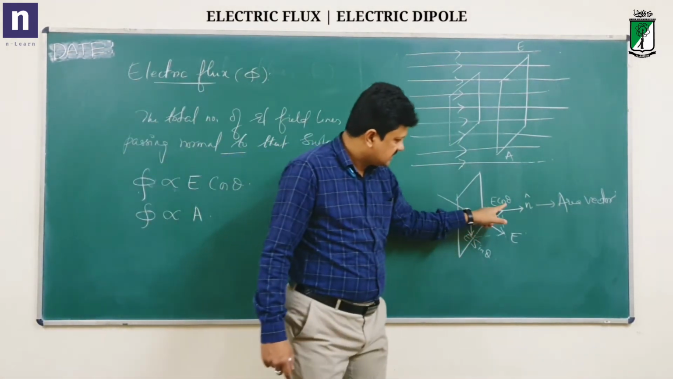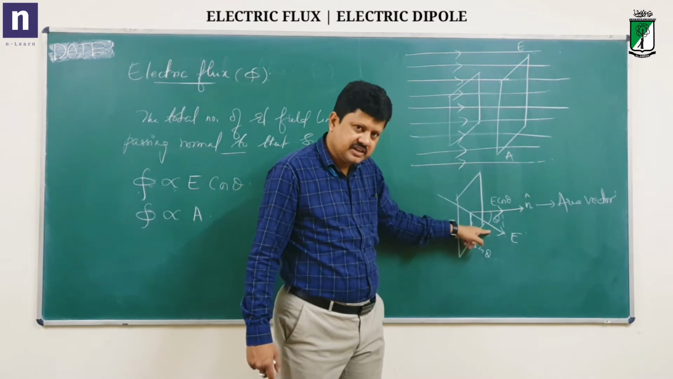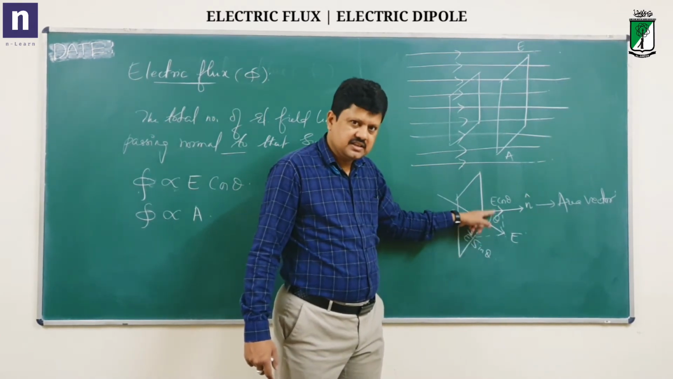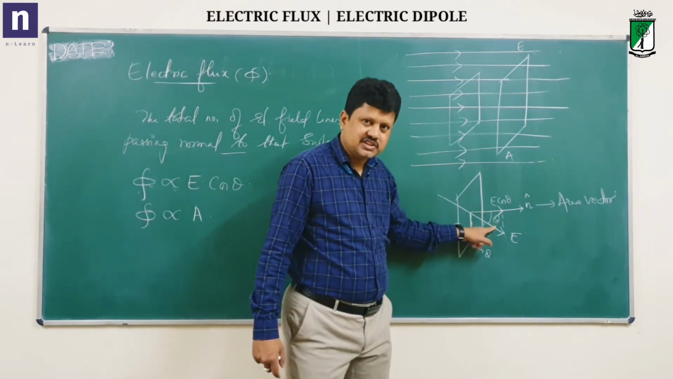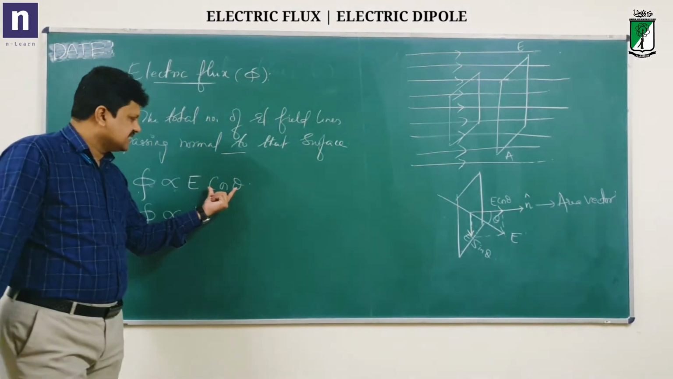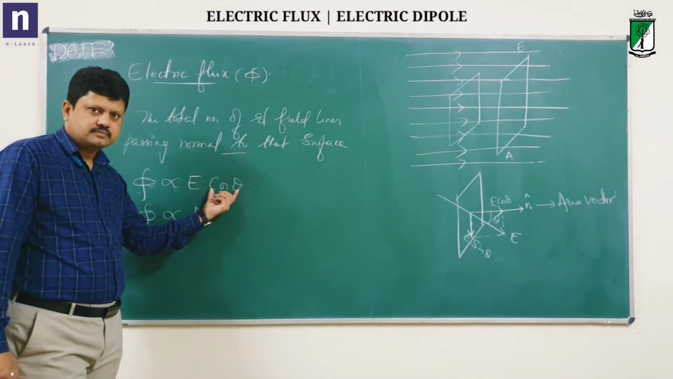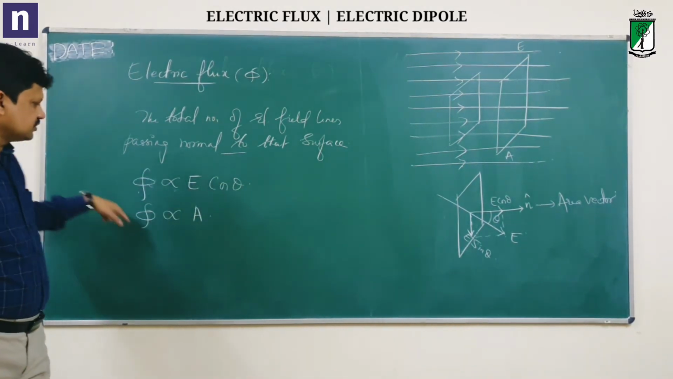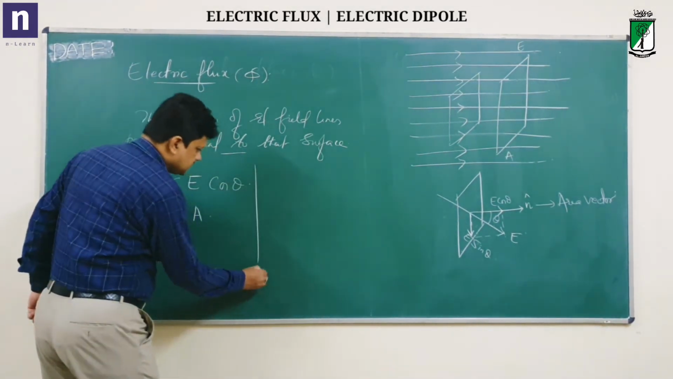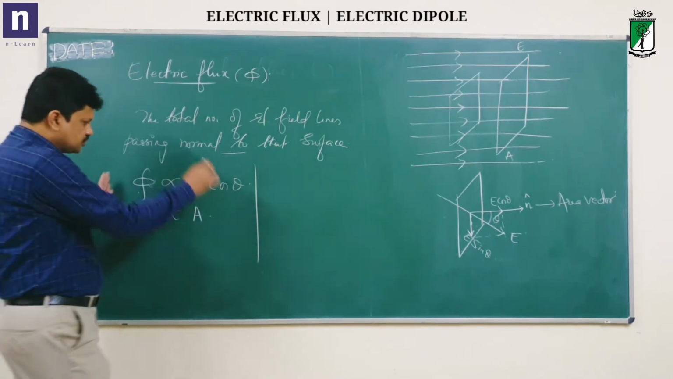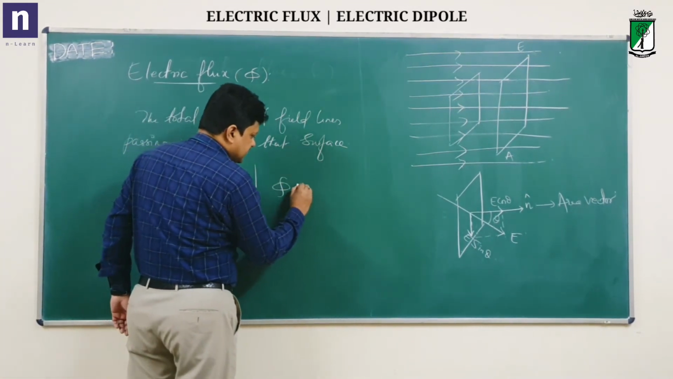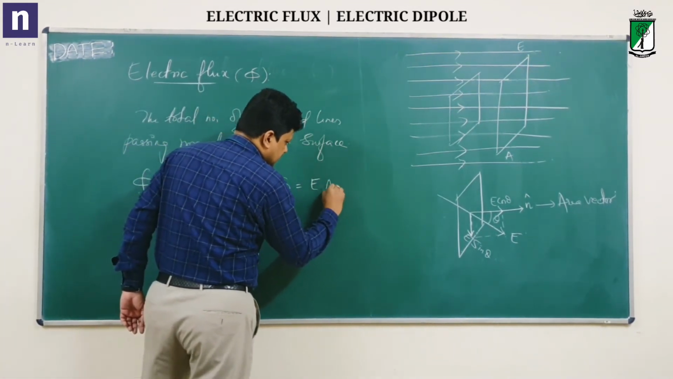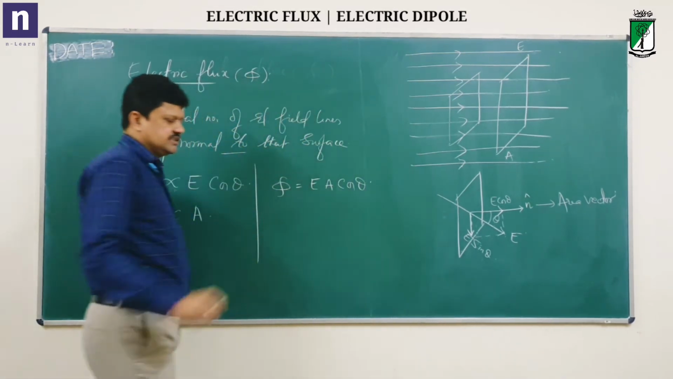In this case normal to the surface and electric field are not exactly in the same direction. Theta is non-zero, then thereby you can understand that this value is different. So phi is actually proportional to E cos theta and directly proportional to area also. So put together we can say phi is equal to E A cos theta.